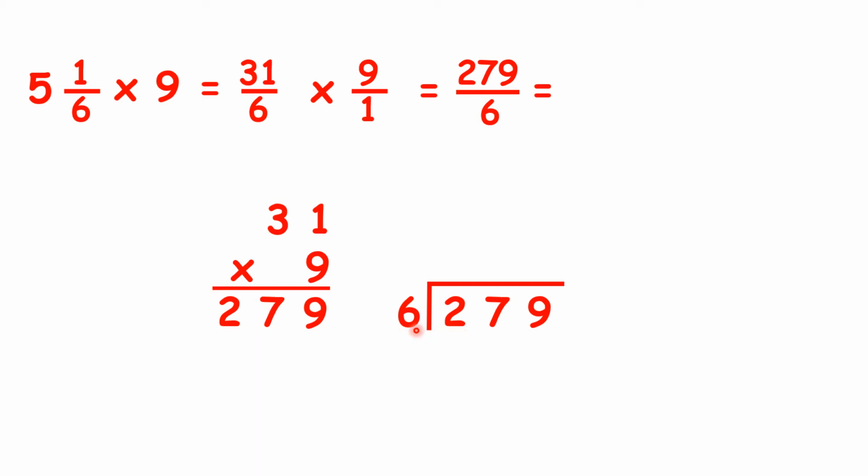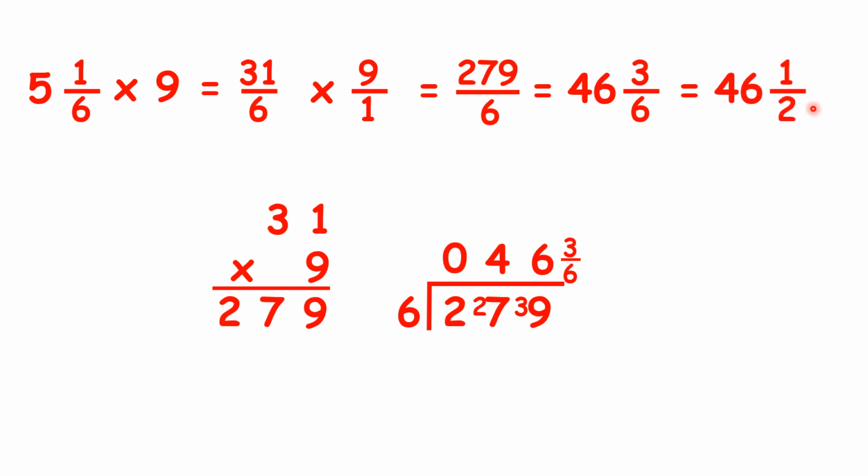27 divided by 6 is 4 remainder 3. 39 divided by 6 is 6 remainder 3. And we keep the denominator as our divisor, so our answer is 46 3/6. But what could we do now? We could simplify our fraction, because 46 3/6 is the same as 46 1/2.